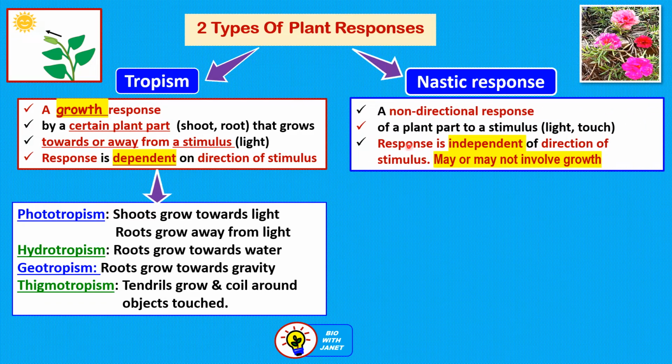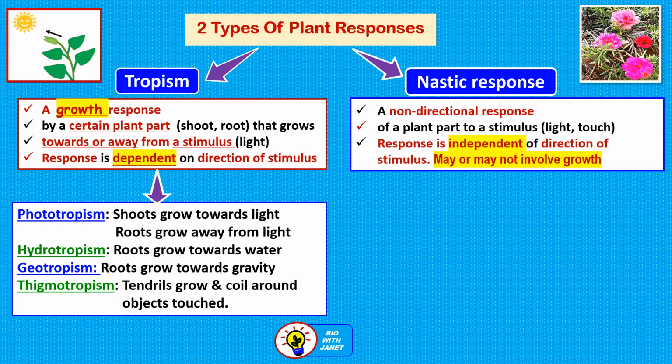Now, nastic responses are different from tropism because this response is a non-directional response of a plant part to a stimulus like light or touch. The response is independent of the direction of stimulus, and it may or may not involve growth. So it's a non-directional response. That means the response occurs not in any particular or fixed direction.